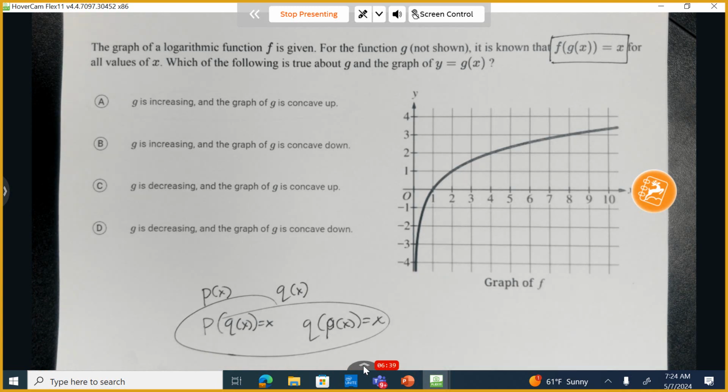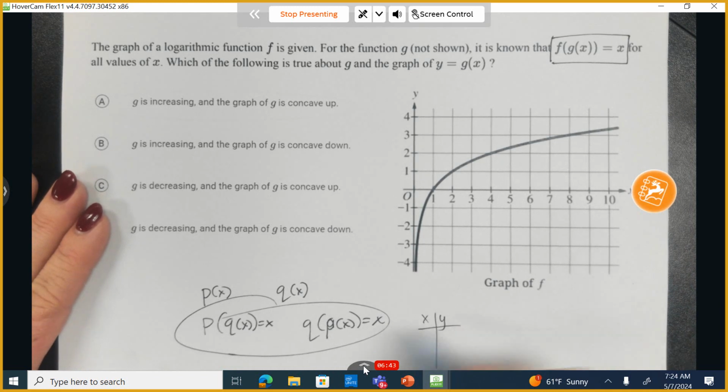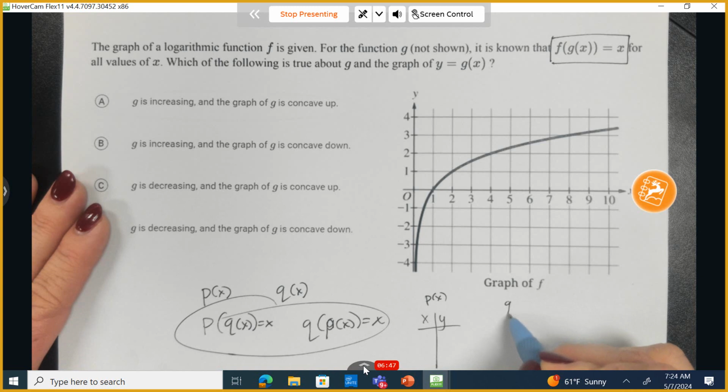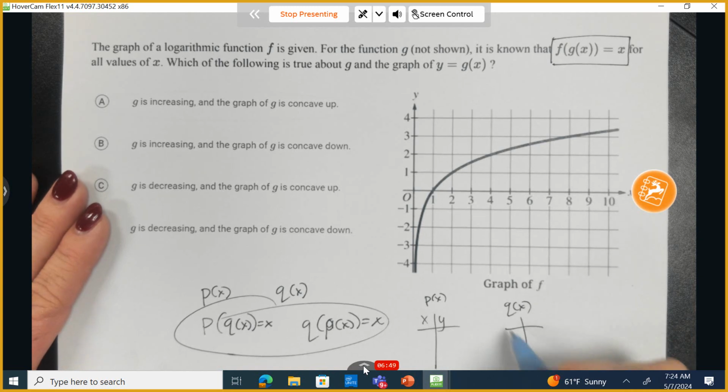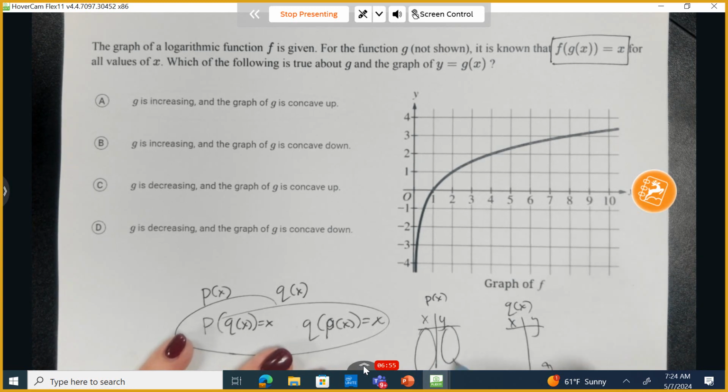Now graphically, what does it mean if they're inverses of one another? It's a couple different things. If we took p of x, and this is what we had, and then we took q of x, and this is what we had, who can tell me what happens to the inputs and the outputs? They switch. So the inputs become the outputs, and the outputs become the inputs.